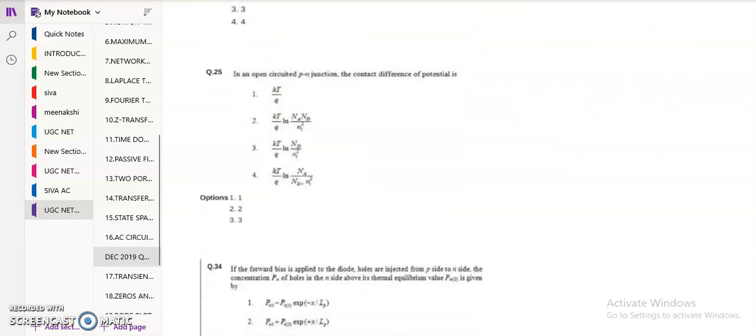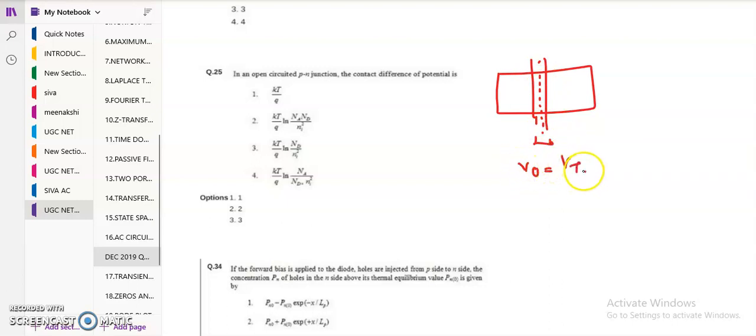Coming to the next problem, in an open circuited PN junction, the contact difference of potential. Contact difference of potential means, as I told, that in the PN junction, at the junction a depletion layer will be formed, and in the depletion layer some electric field will be generated, and that is called the potential barrier voltage. That potential barrier voltage can be given as Vt ln NA ND divided by Ni square, where Vt is the thermal voltage, given as kT by q. So kT by q ln NA ND divided by Ni square. The second one is the correct answer.